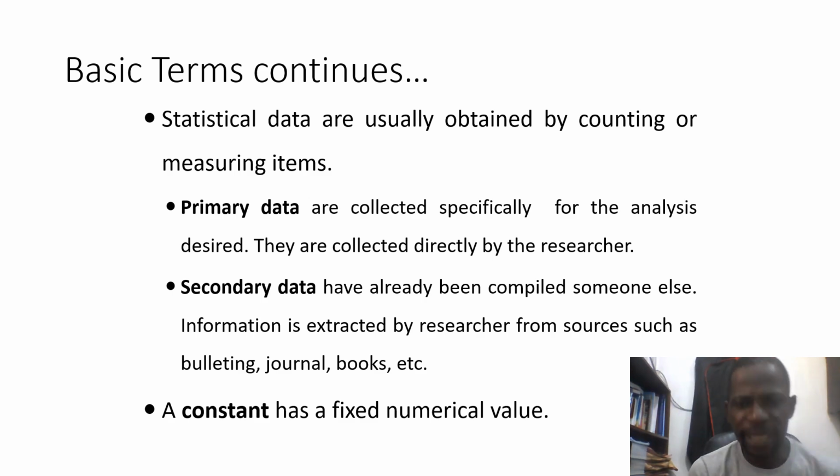However, secondary data are data that have already been compiled by someone else. So as a researcher, you have to extract information from those documentations, which will come in terms of journals, bulletins, and books. You have to scavenge that information to the extent to which it suits what you want to study.